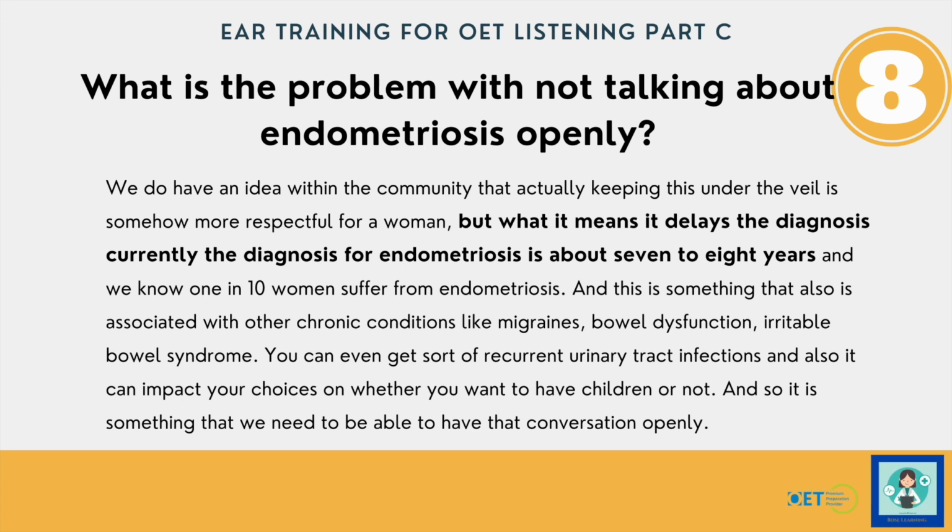Keeping this under the veil is somehow more respectful for a woman, but what it means is it delays the diagnosis. Currently, the diagnosis for endometriosis is about 7 to 8 years, and we know 1 in 10 women suffer from endometriosis. And this is something that also is associated with other chronic conditions like migraines, bowel dysfunction, irritable bowel syndrome. You can even get recurrent urinary tract infection, and also impact your choices of whether you want to have children or not. And so it is something that we need to be able to have that conversation openly. And the problem with not talking about it is that the difficult condition is diagnosed late. So women are suffering for even longer.